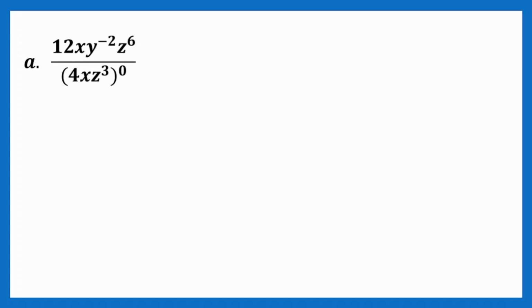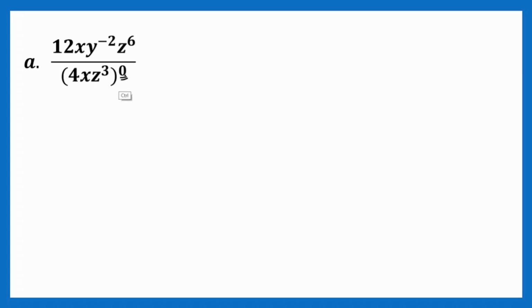Ayan. Tignan mabuti yung problem. 12x y raised to negative 2 z raised to 6 all over the quantity of 4x z cubed tapos naka-raise pa siya sa 0. Ayan. So, ang ginawa ninyo ay yung 12 dinivide nyo sa 4, yung x dinivide sa x, yung y, kinopya, yung z, sinolve din dito, that's incorrect. Bakit? Meron ditong sumausaw na naka-raise sa 0. Ibig sabihin nito, you have to operate this na naka-raise siya sa 0. Okay, so bawal mo yung idiretsyong ganyan.